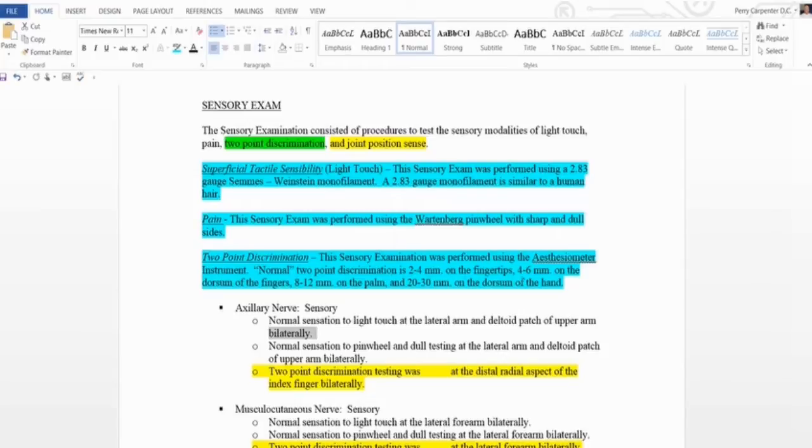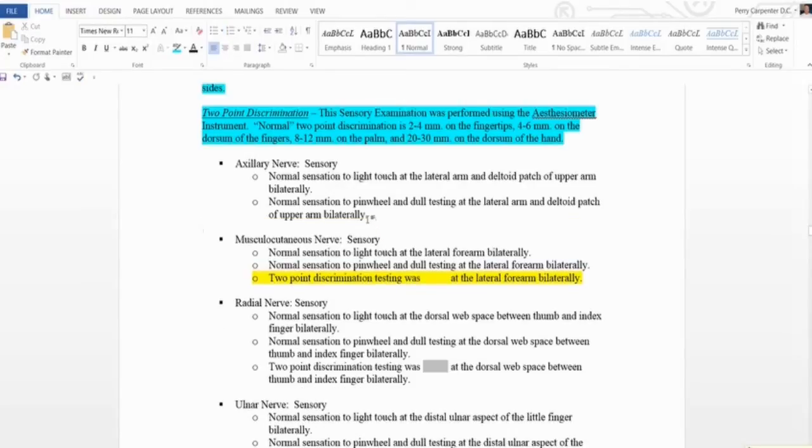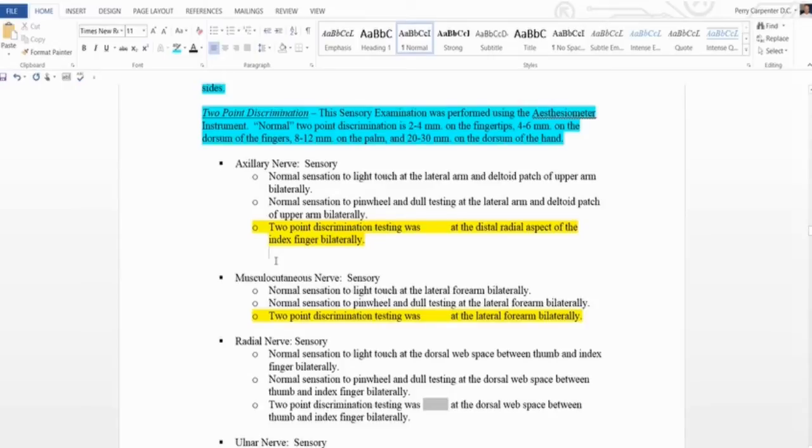And I provide some reference right here, for both myself and the reader, that normal two-point discrimination is 2 to 4 millimeters on the fingertips, 4 to 6 millimeters on the dorsum of the fingers, 8 to 12 millimeters on the palm, and 20 to 30 millimeters on the dorsum of the hand. So you'll notice that two-point discrimination, at least as far as the AMA Guides, has normative values in and around the hand. There are no normative values described for the brachium or the antebrachium. So for the testing of the axillary nerve and the musculocutaneous nerve, we probably won't have findings related to two-point discrimination. You can probably omit that unless for some reason you decide to do it, in which case I leave it in here for illustrative purposes.